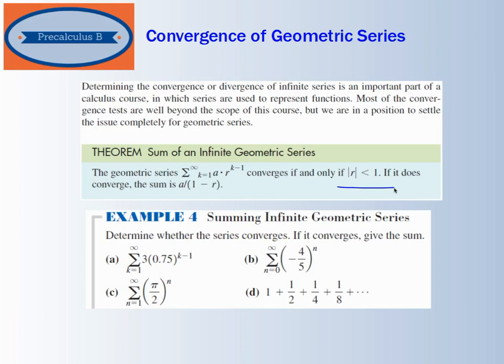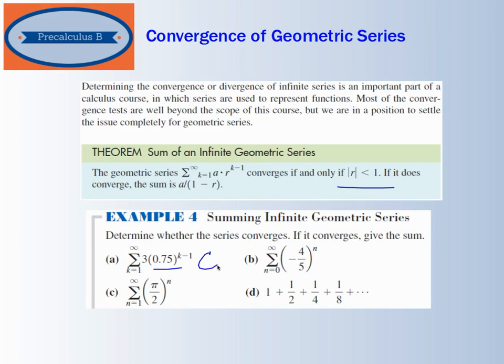If the rate is 1 or larger, or the absolute value is greater than or equal to 1, then it's not going to converge. So we want to determine whether or not the series converges, and if it does, give the sum. Well, in the first one, what is r? R here, the rate, is 0.75. The absolute value of 0.75 is in fact less than 1. So this one does converge. We'll take a look at the sum in a minute.